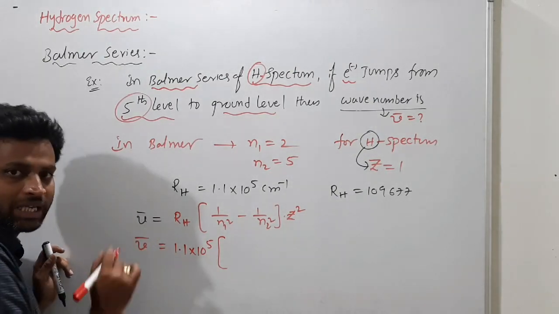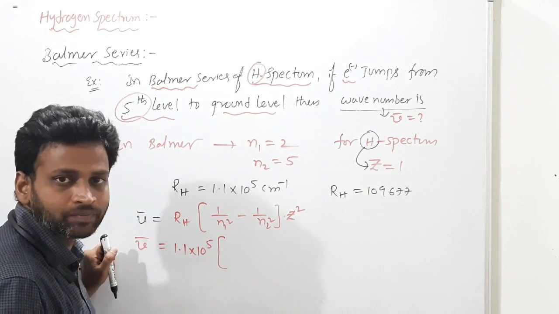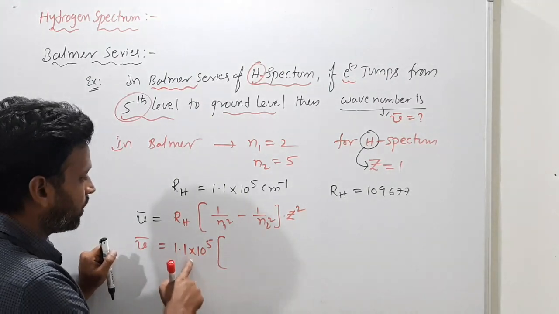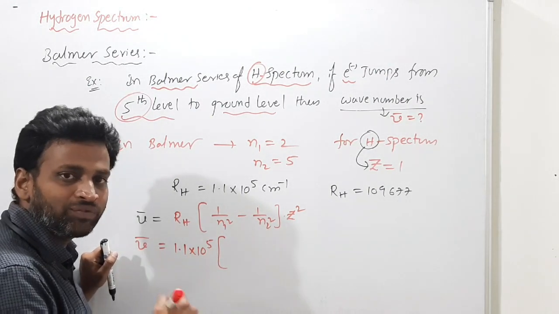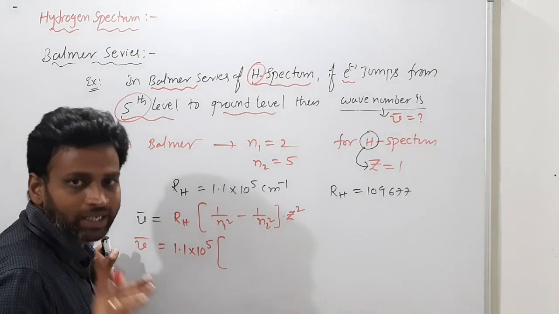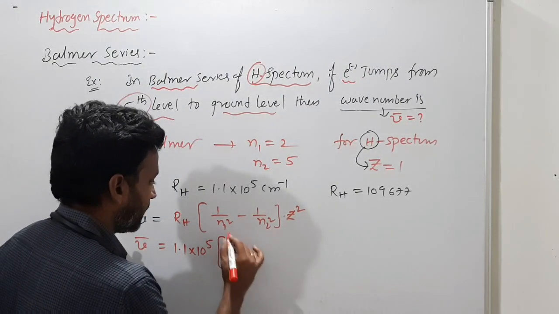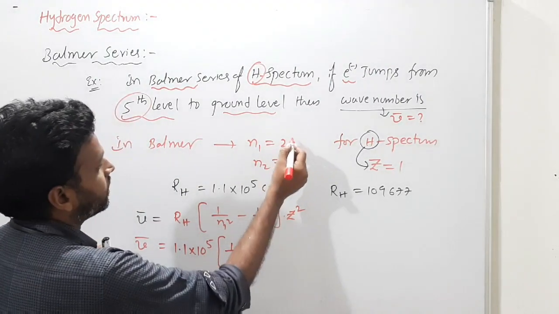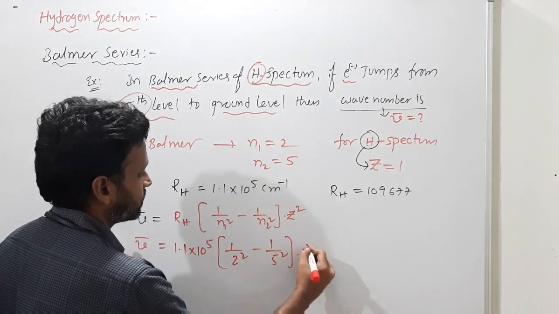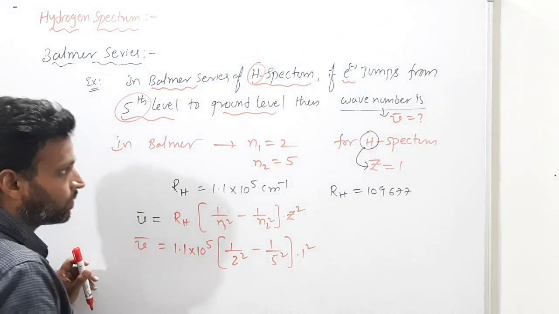Suppose wave number is given in centimeter inverse in the options, then take 1.1 into 10 power 5. If the options have wave number in meter inverse, then you will take 1.1 into 10 power 7. That is the only difference. So 1.1 into 10 power 5, and 1 by n1 square means 1 by 2 square, minus 1 by 5 square, into 1 square. Can you simplify now?